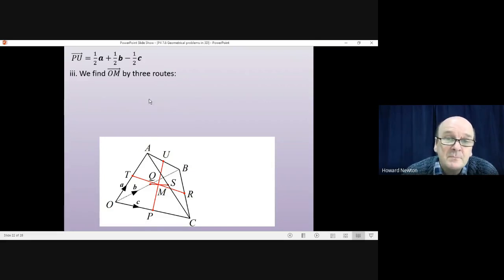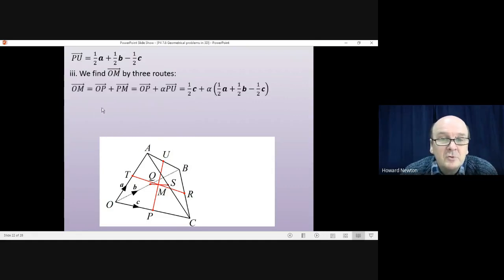three diagonals. So first of all, I'm going to be using the diagonal PU, and the route I'm going to take from O to M is from O to P and then P to M. Well, that's from O to P plus some fraction of the vector from P to U. And that fraction I'm going to call alpha. The vector from O to P is a half C, and then PU I worked out for part one, so I've just substituted that in there. Multiplying out the brackets, collecting things together, gives me that for the vector OM.